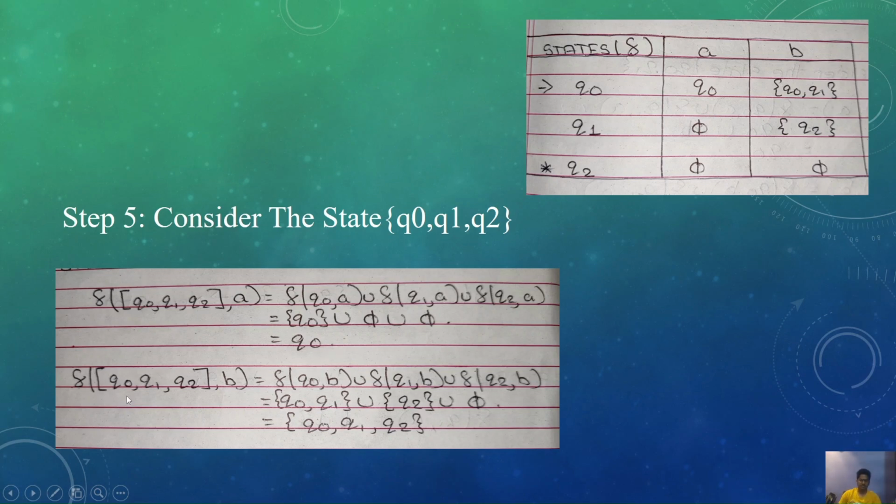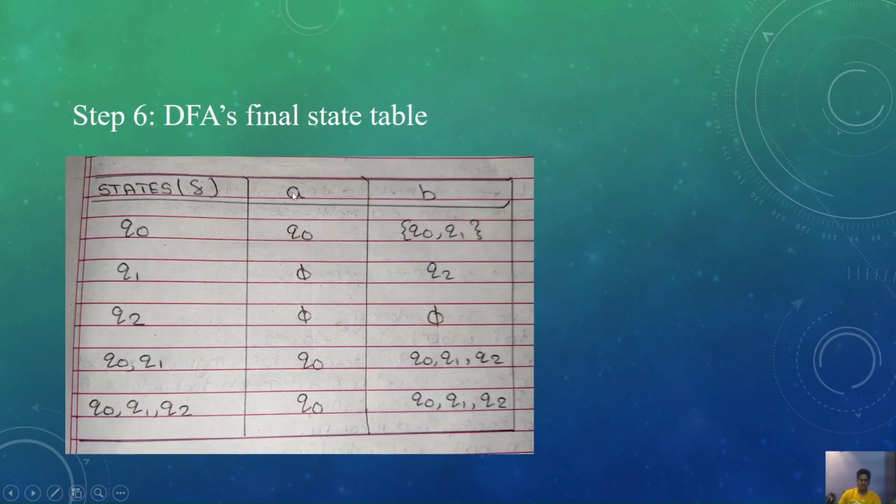So the epsilon closure of Q0 comma Q1 comma Q2 comma B is equal to epsilon closure of Q0 comma B union of epsilon closure of Q1 comma B union of epsilon closure of Q2 comma B. Q0 comma B is Q0 comma Q1, Q1 of B is Q2, and Q2 of B is null. So the union of these three is equal to Q0 comma Q1 comma Q2. So then we create the DFA's final states.